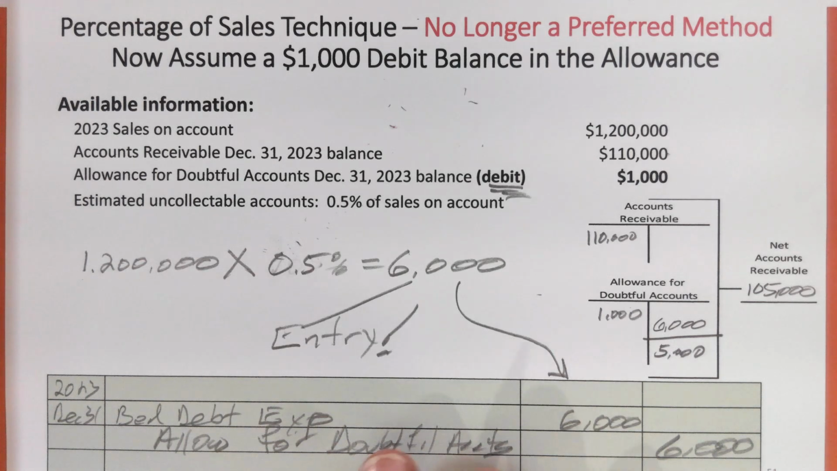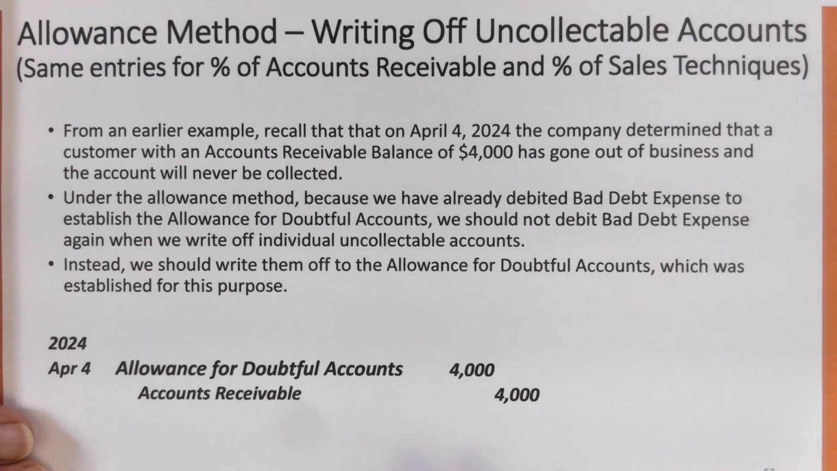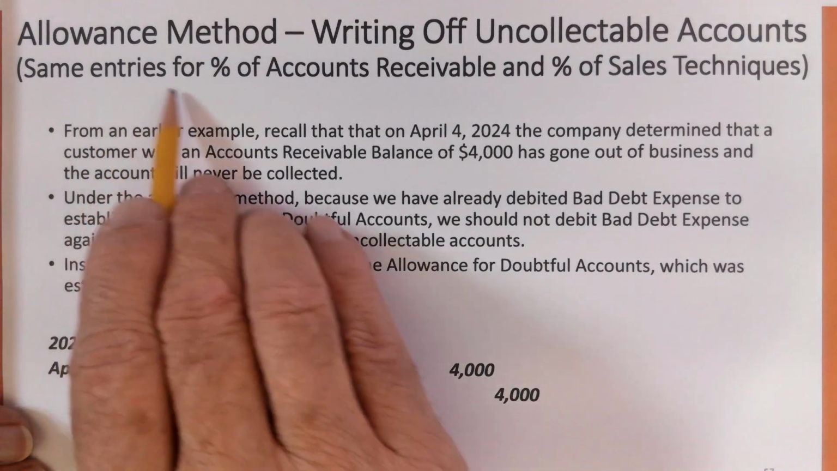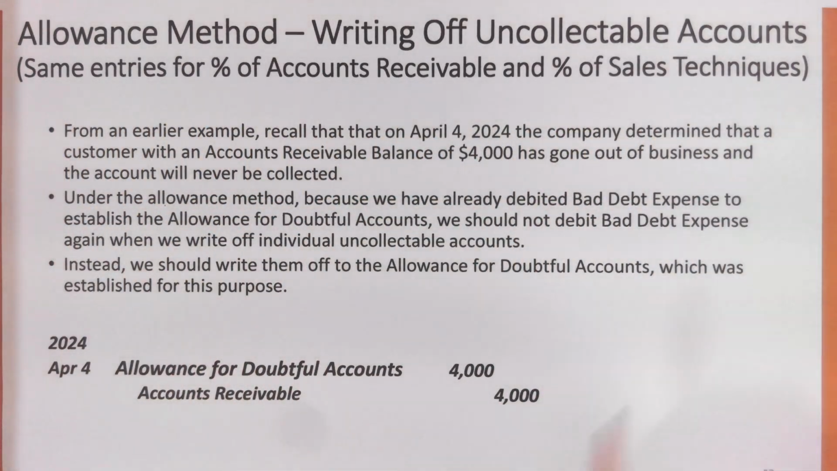Now I want to say one more thing about this. It has to do with the write-offs. The write-offs, as you can see here, are done exactly the same way. So you do the same entries for the percent of accounts receivable and the percent of sales technique to do the write-off. You notice that we debited the allowance for doubtful accounts and we credited accounts receivable just like you see here.